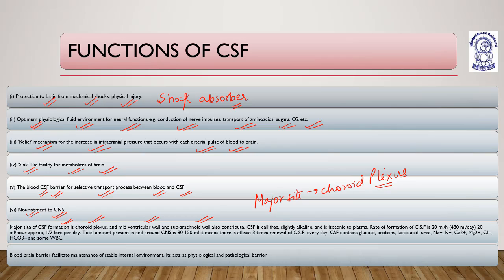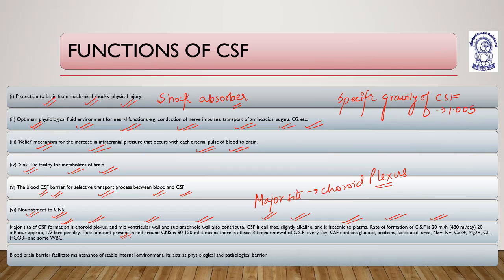The specific gravity of cerebrospinal fluid is 1.005. CSF is acellular, slightly alkaline, and isotonic to plasma. The rate of formation of CSF is 20 milliliters per hour, that is 480 ml per day, or approximately half a liter per day.